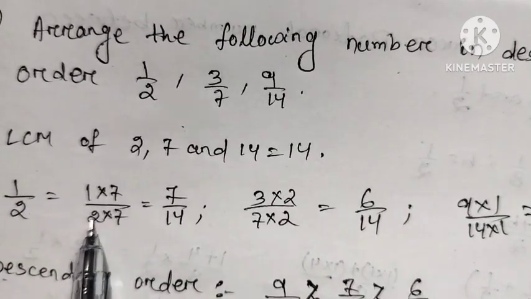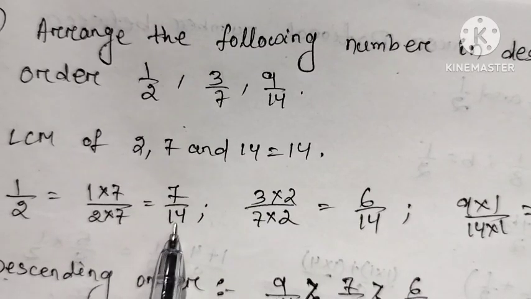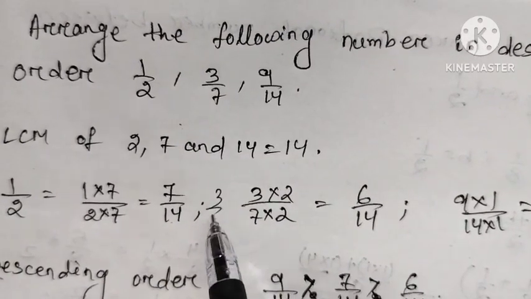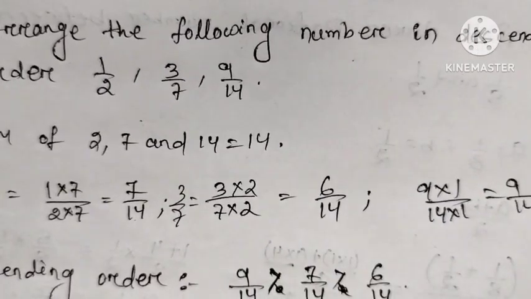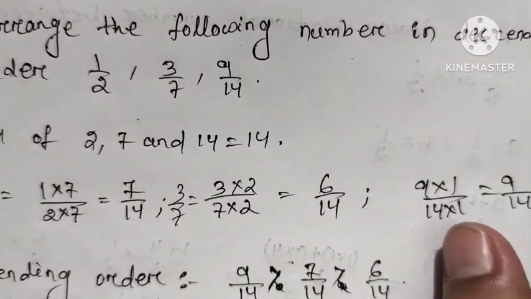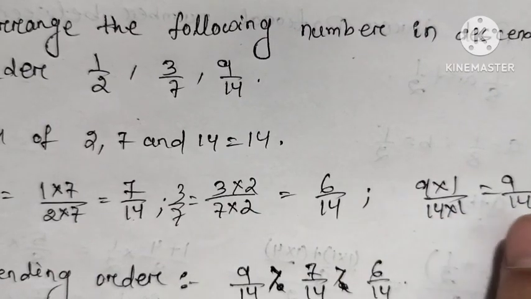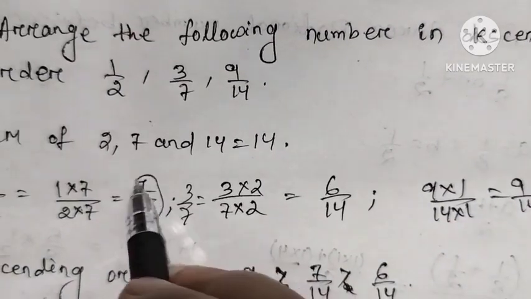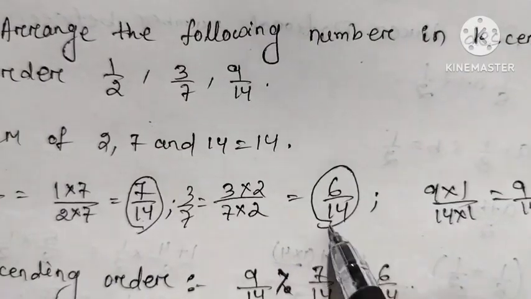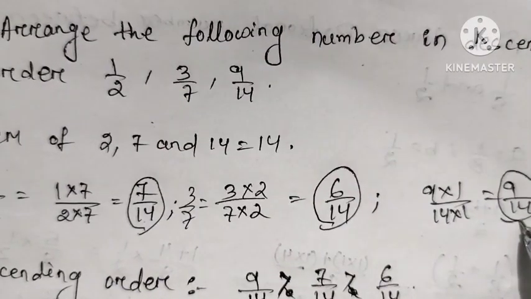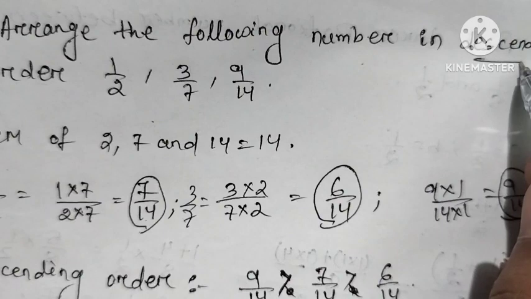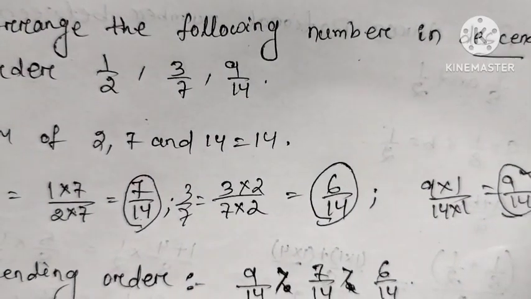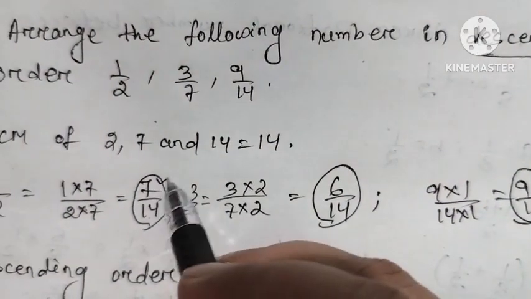1 by 2. 1 into 7, 2 into 7, 7 by 14. 3 by 7. 7 2s are 14. 3 into 2, 6 by 14. Then 9 by 14. 9 into 1, 9. 14 into 1, 14. Then 7 by 14, 6 by 14, 9 by 14. You check that, write it down in descending order. Descending order means what? Bigger to smaller. Then 9 by 14 is the bigger number. Then next is 7 by 14.